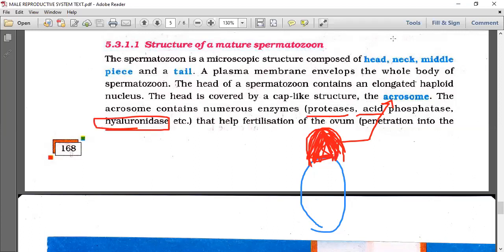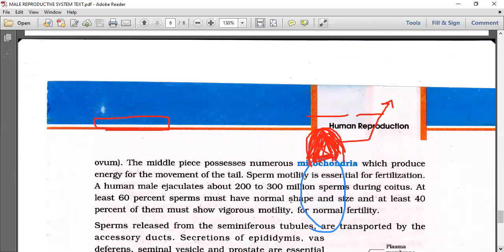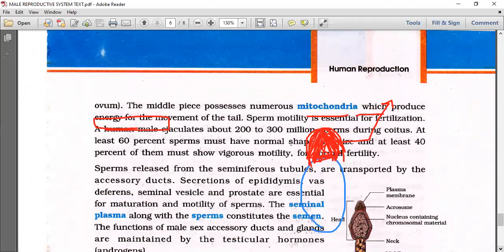These are the various types of enzymes that help the fertilization of the ovum, and penetration into the secondary oocyte or ovum. That will be helpful for that particular concept. Okay, so let's move on. The head is over, now we have to talk about the middle piece.